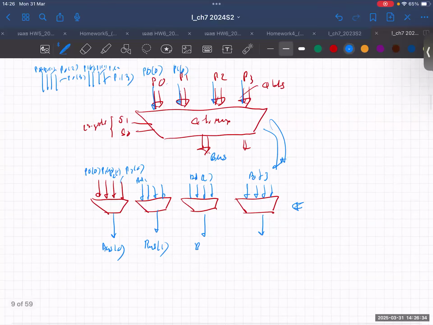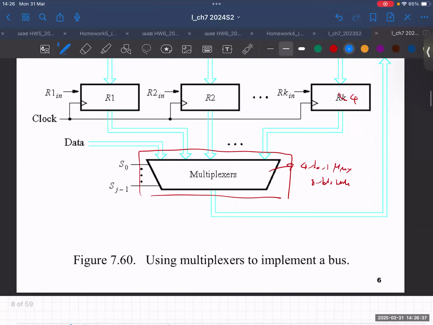So we call this level RTL level, or register transfer level. So it's quite different from the bit level.